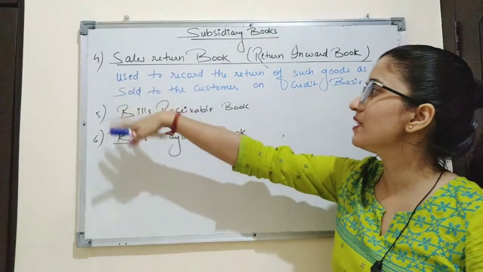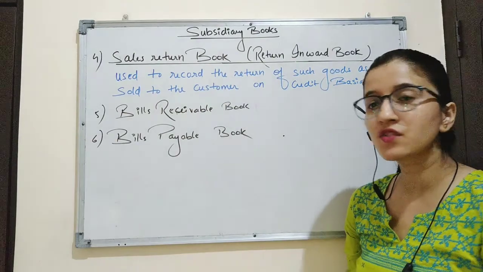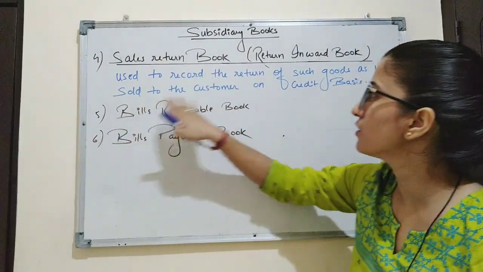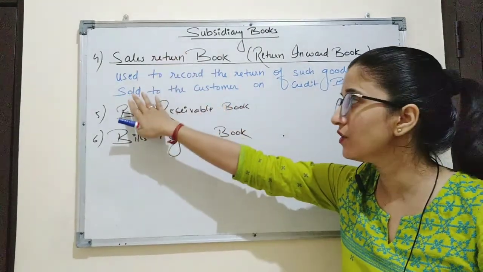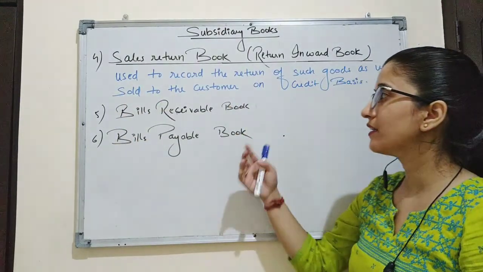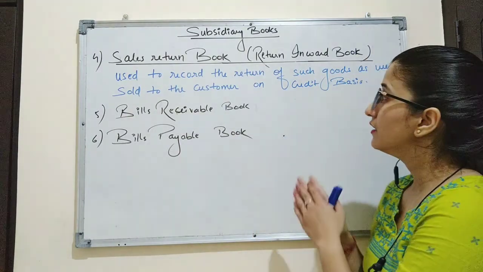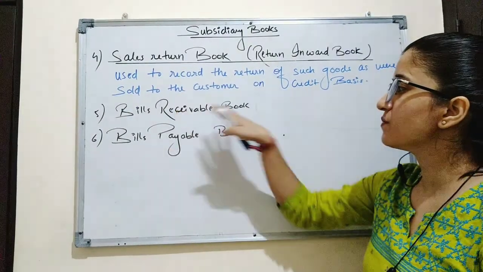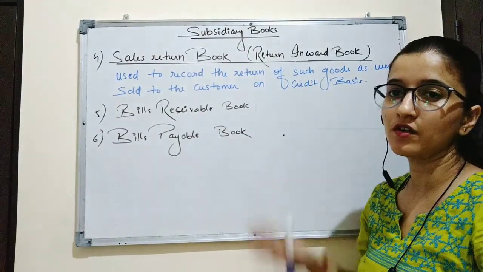The next subsidiary book is sales return book, which is also known as return inward book. Sales return book is used to record the return of such goods as were sold to the customer on credit basis. So in sales return book, we record all those transactions related to goods which have been sold to the customer and the customer, for some reason, returns the goods to the supplier. These goods should be sold on credit basis. Now, fifth is bills receivable book and sixth is bills payable book. These two subsidiary books are not in your syllabus.